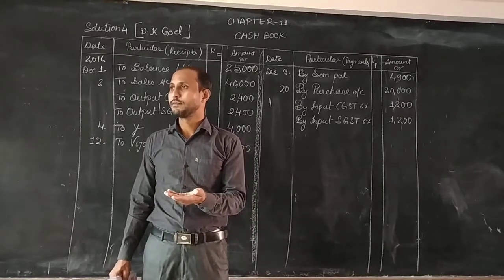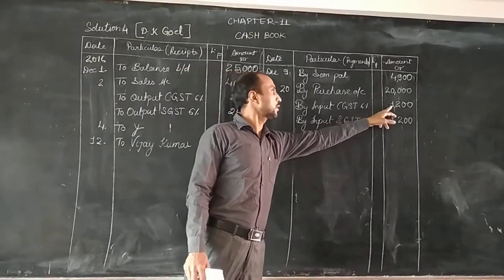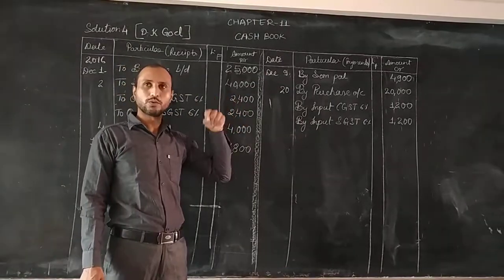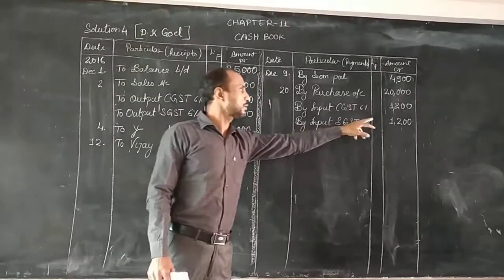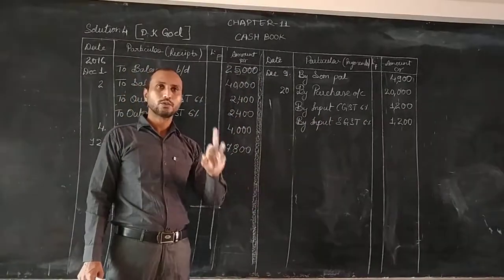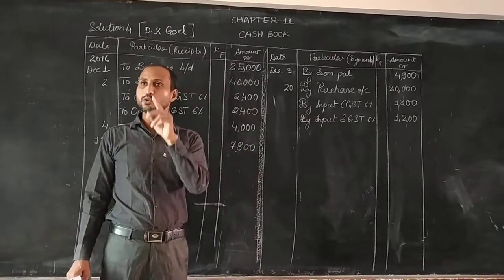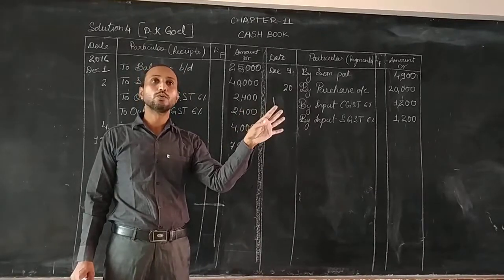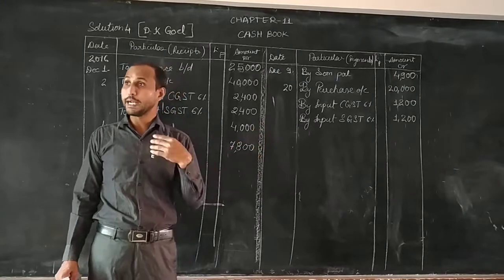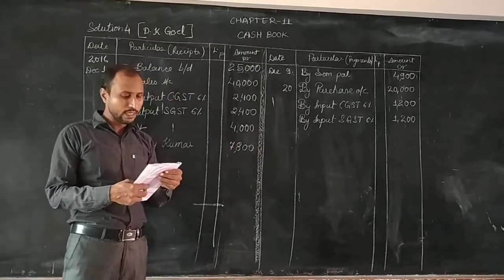24 is left. Why? Because this 12 is subtracted from this 24, so 12 is left, and this 12 is subtracted from this collection, so 12 is left. Both 12s make 24. So 24 is to be paid. To whom is it to be paid? To the government. Is it clear? Now the next entry we have here.